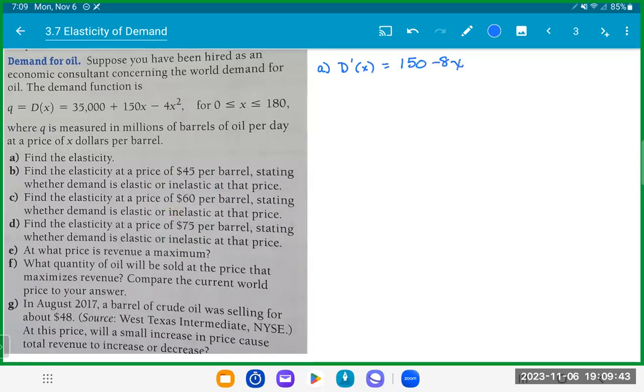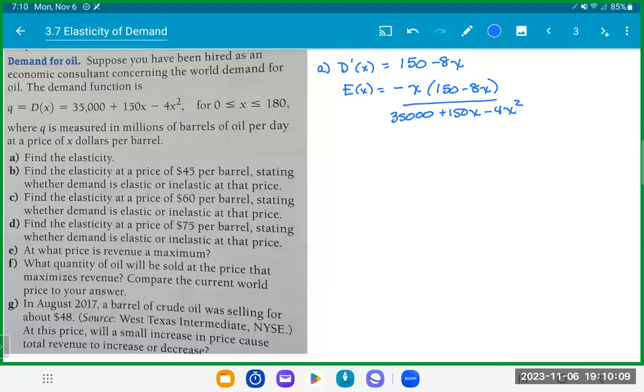Okay, our elasticity function then would be this negative x times my d prime. D prime is 150 minus 8x divided by my actual function, which was that 35,000 plus 150x minus 4x squared.